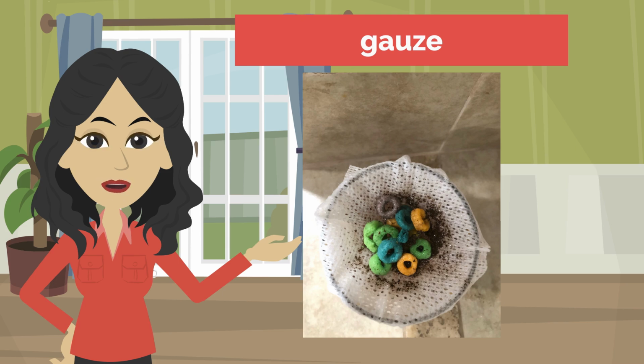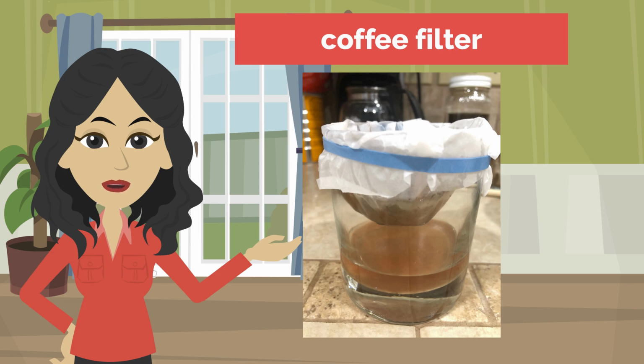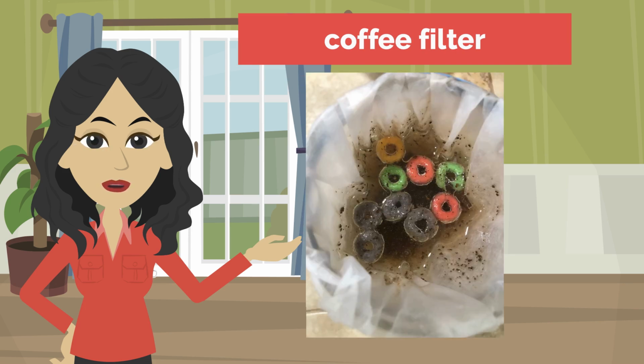Now let's see how this compares to our first filter, the coffee filter. Remember how I said it took the coffee filter a long time to drain? Well, it's been sitting for about 5 minutes. The color of the filter water appears much lighter than the others, doesn't it? Now let's take a good look at the top of the filter.